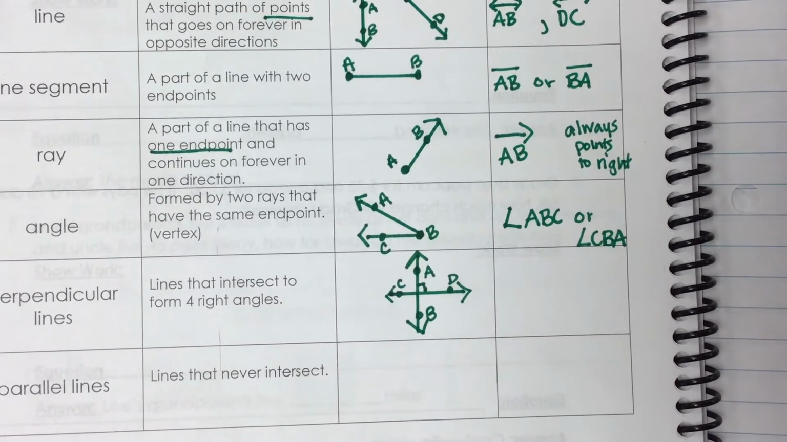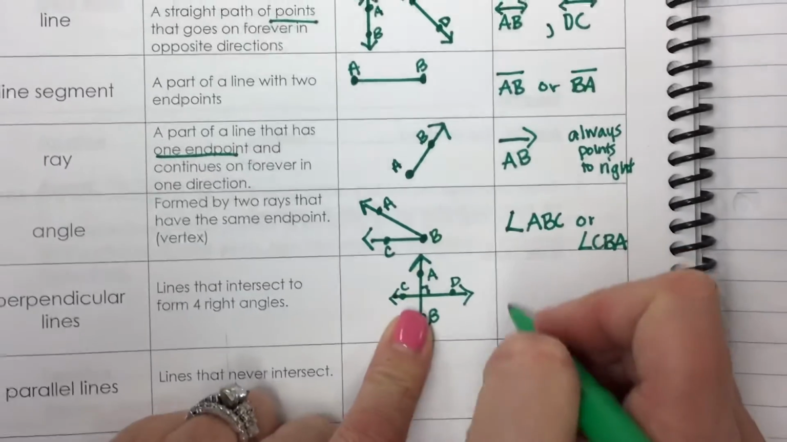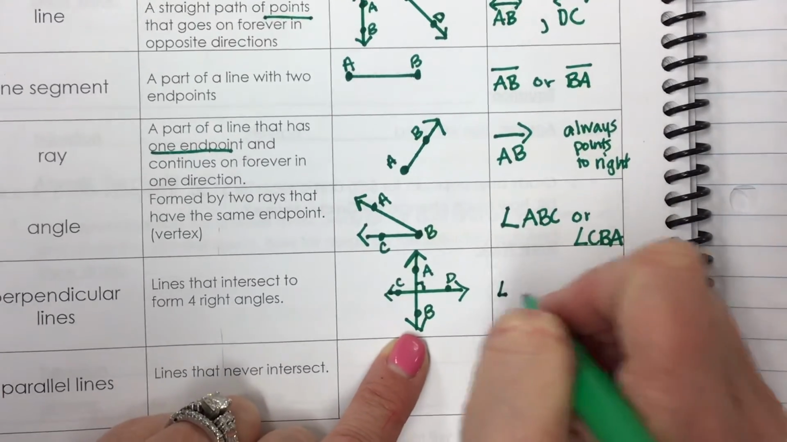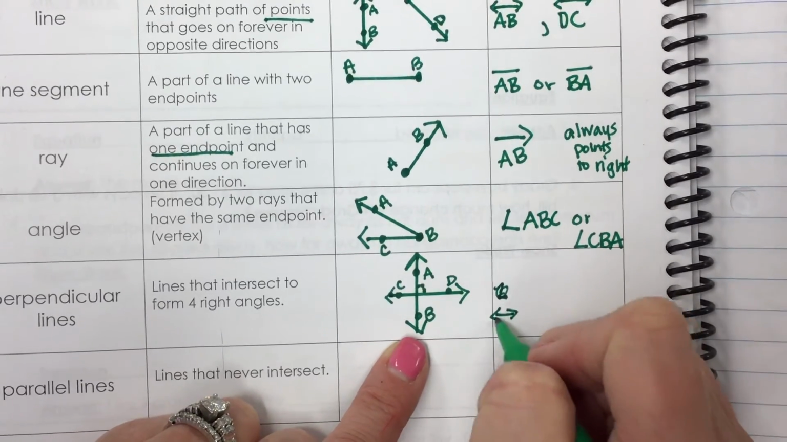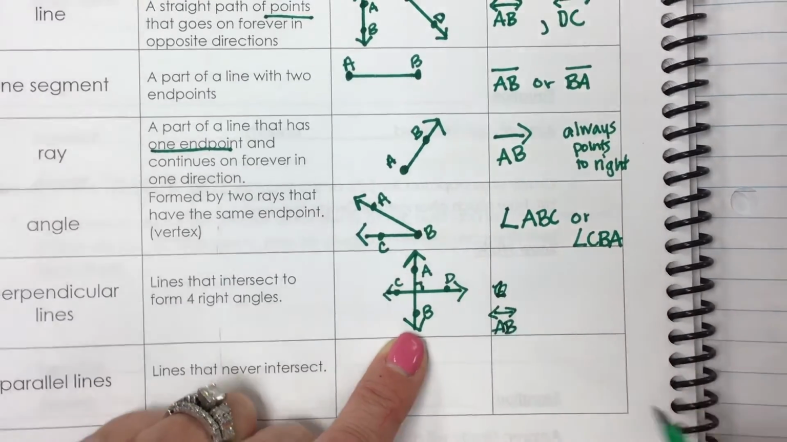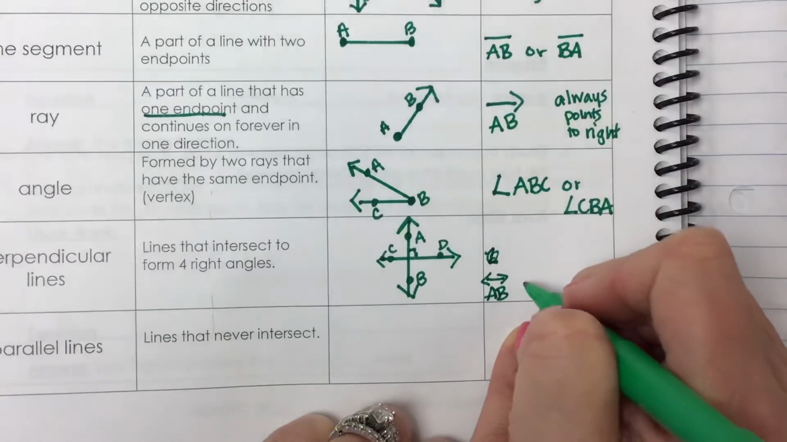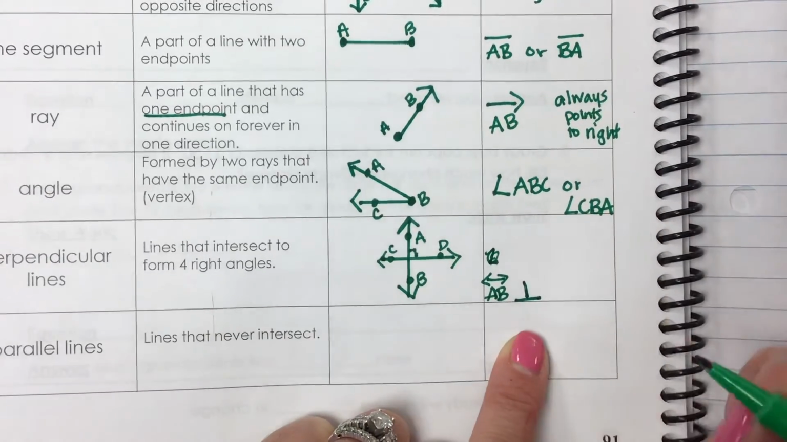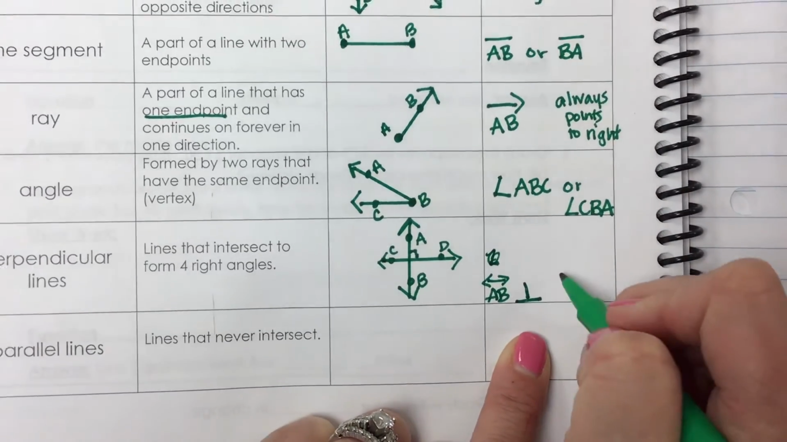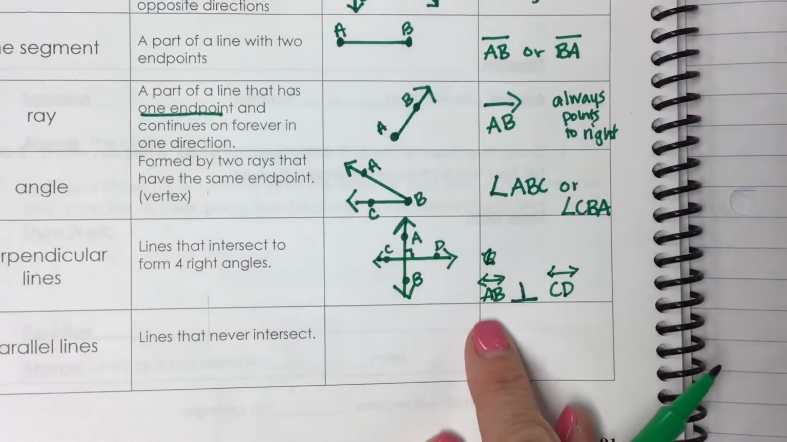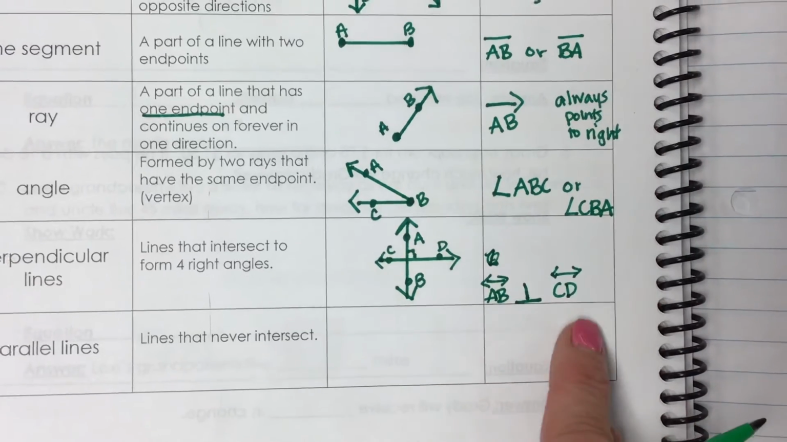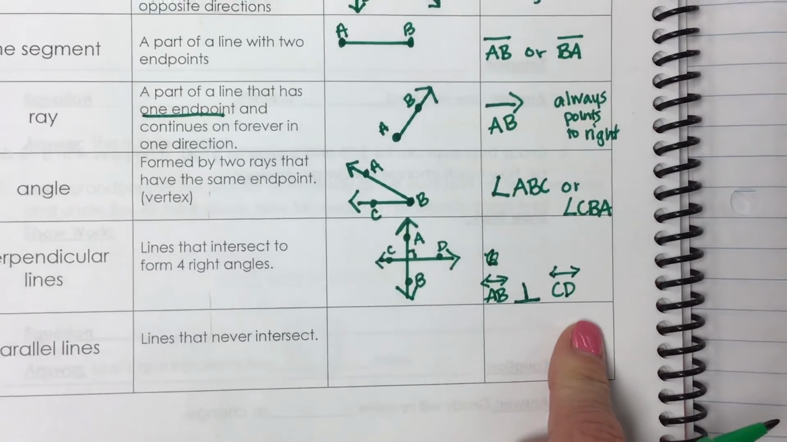And you have to name each line with 2 points. So we say line AB, and then here's the symbol for perpendicular. It looks like an upside down T. Line AB is perpendicular to line CD.